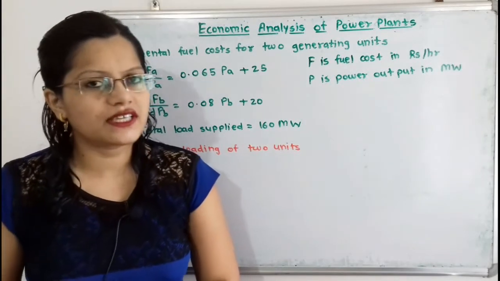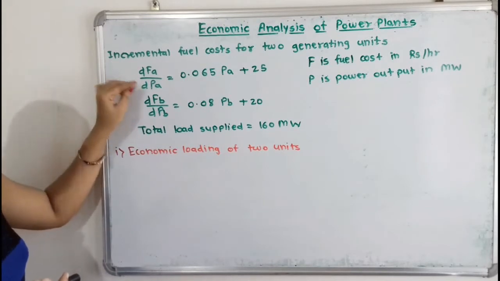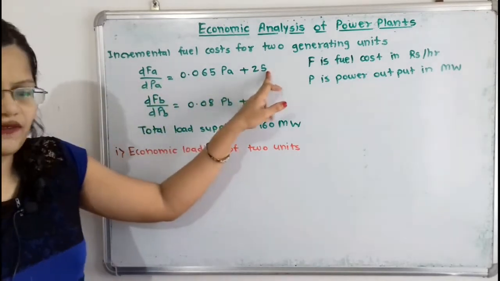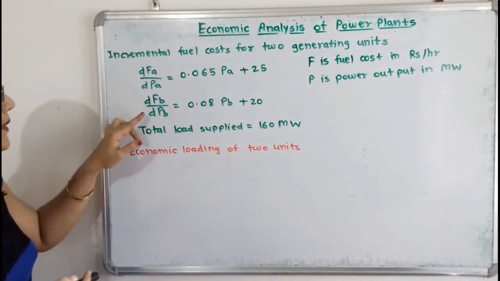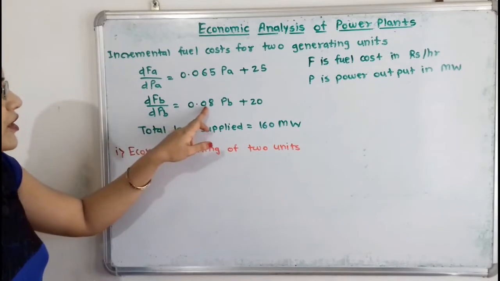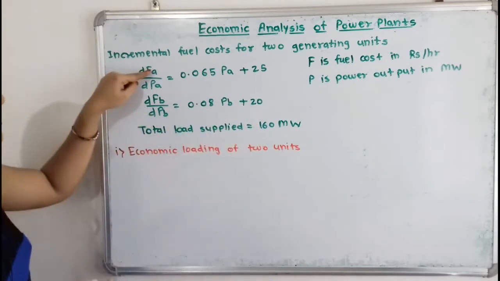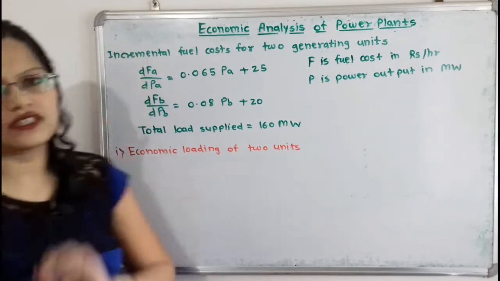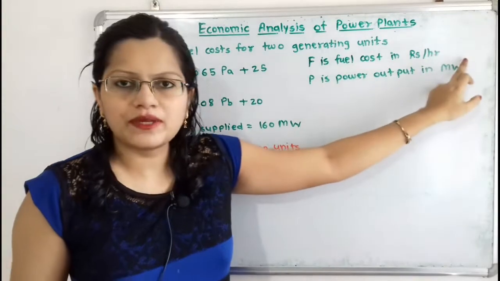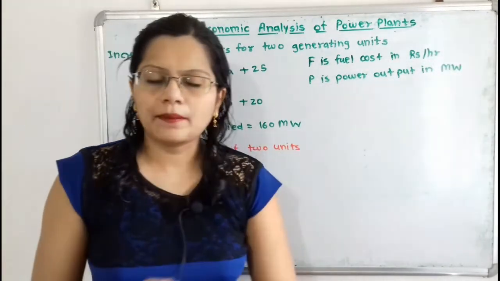So what is this incremental fuel cost? That is dFA by dPA, which is equal to 0.065 PA plus 25, and dFB by dPB, which is equal to 0.08 PB plus 20. Now in this case, A and B are the two generating units, and F is the fuel cost in rupees per hour as well as P is the power output in megawatt.